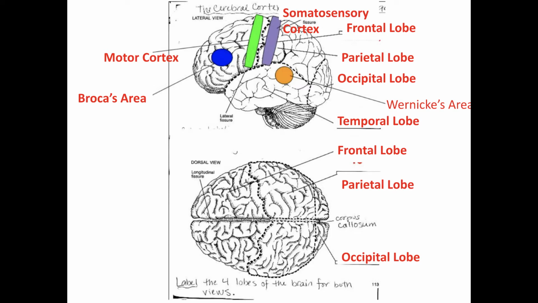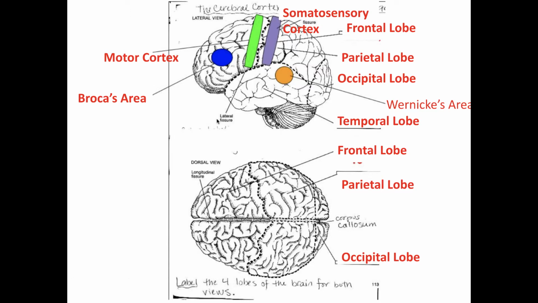I want you to take note of this structure right here called the corpus callosum. We're going to talk a little bit about this in a later video, a little bit today as well. But just make a note of it, it is a bundle of nerve fibers that connects the 2 hemispheres to one another so that the hemispheres can essentially talk to one another.